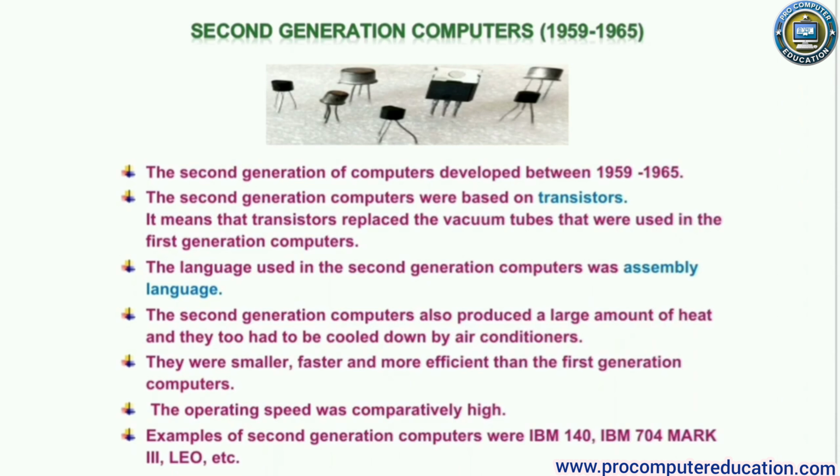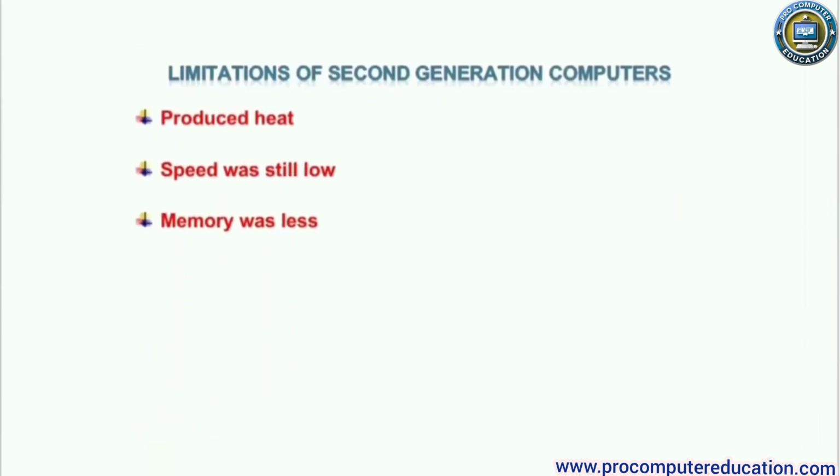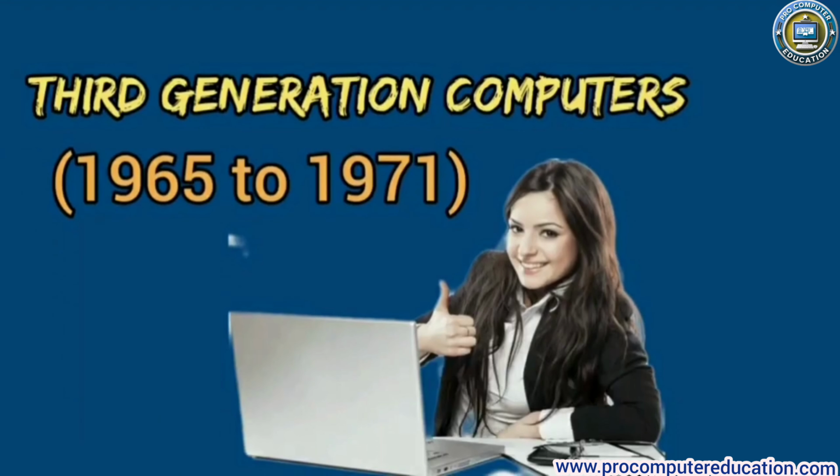Now moving forward, features of second generation computers. Technology used: transistor. Size became smaller than first generation. Operating speed became higher. Cost became low. Language used: assembly language. Let's see what the limitations of second generation computers are. Produced heat. Speed was still low. Memory was less. Due to the above limitations and drawbacks, more advanced computers were developed, which were the third generation computers.